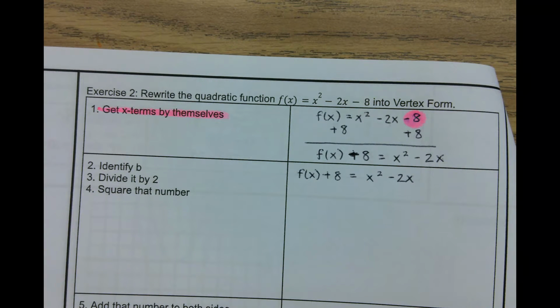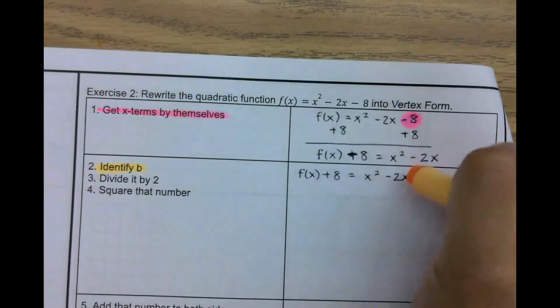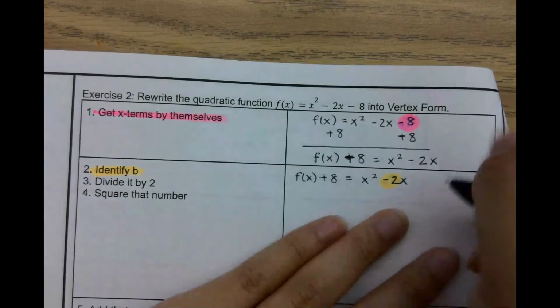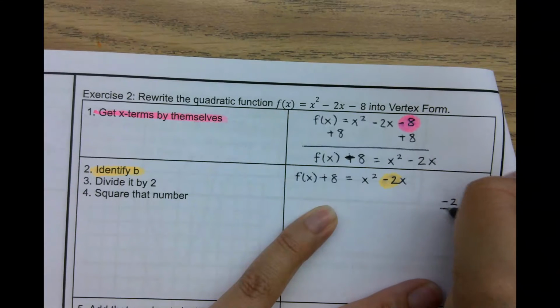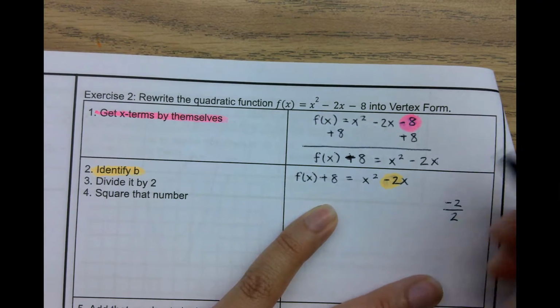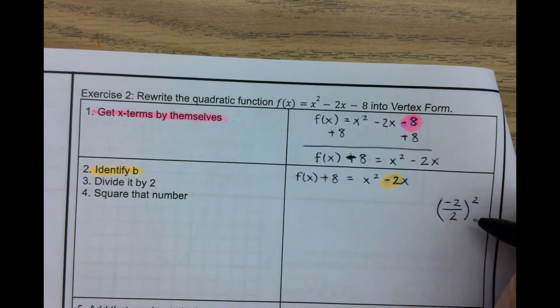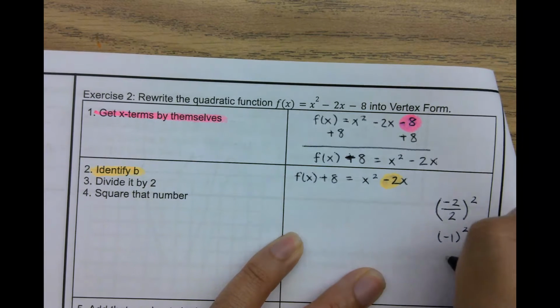The second step is to identify b. So b here is negative 2. I'm going to take negative 2, divide it by 2, and then square that number. So negative 2 divided by 2 is negative 1. Negative 1 squared is positive 1.